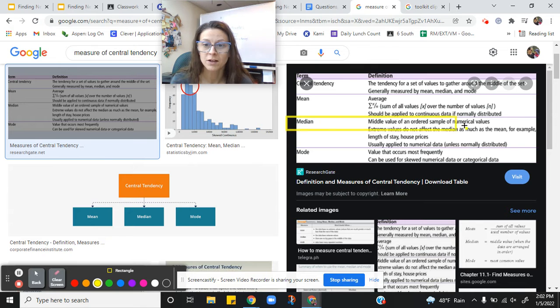Median is the middle value of an ordered sample of numeric values. With average, we don't have to order the numbers from least to greatest. We need to find their total sum, and we divide that total sum by how many numbers we added up. Median, we don't add them up. We don't need their sum. Knowing how many there are is helpful, not necessary. We have to line up the numbers from least to greatest and then find the middle.